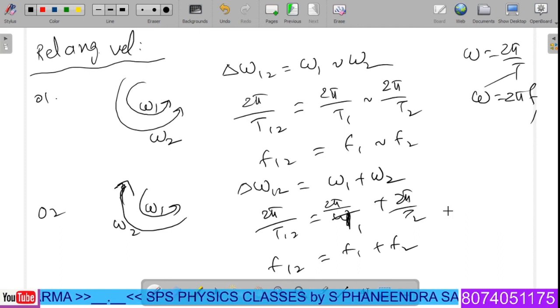So this is how the frequency will appear for the other person during rotation. Like that, you have to take care for the different situations. Now let us enter into the next concept.